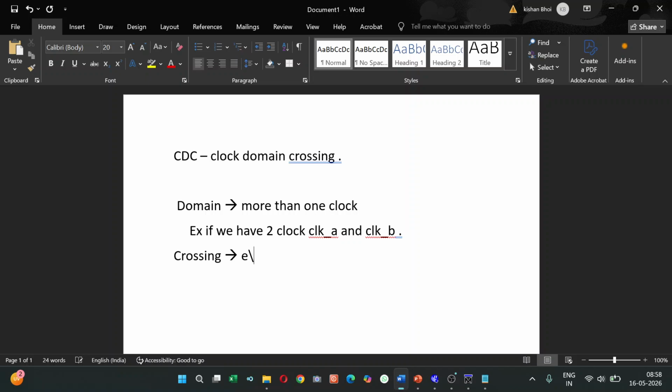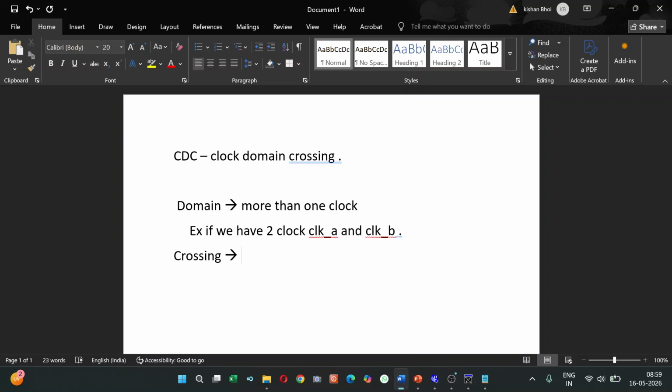The meaning of crossing is when two clocks cross each other, meaning their clock edges: at the first edge of one clock, the second edge of the other clock arises. It is called crossing. So this is about clock domain crossing.